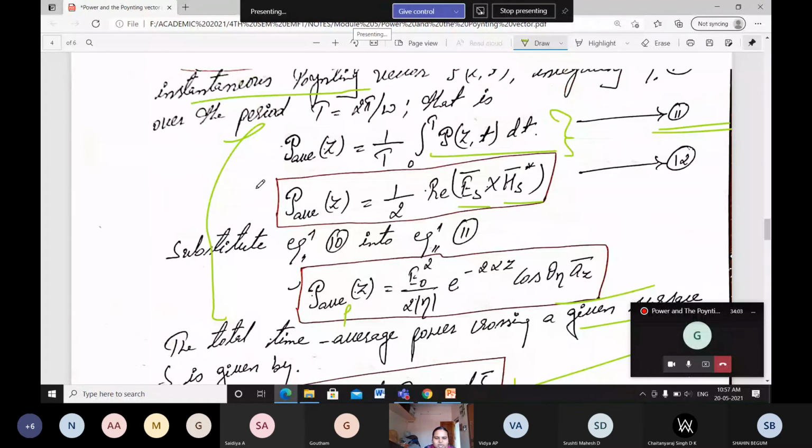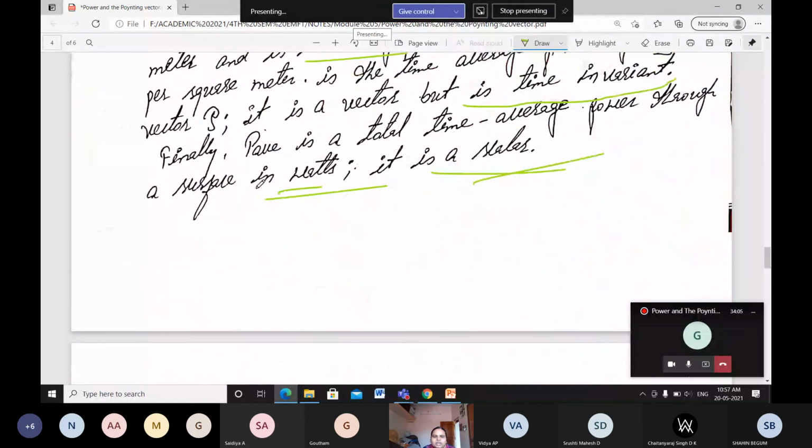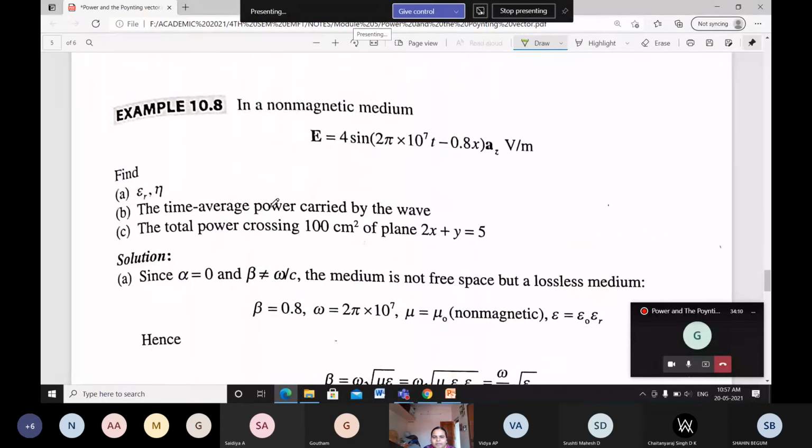Now we will consider a small problem. Here, in a non-magnetic medium, E is given as E equals 4 sin(2 pi into 10 raised to 7 t minus 0.8 x) az volts per meter. In this case, we have to find epsilon r and eta, then the time average power carried by the wave, and also the total power crossing 100 centimeter square of the plane 2x plus y equals 5.